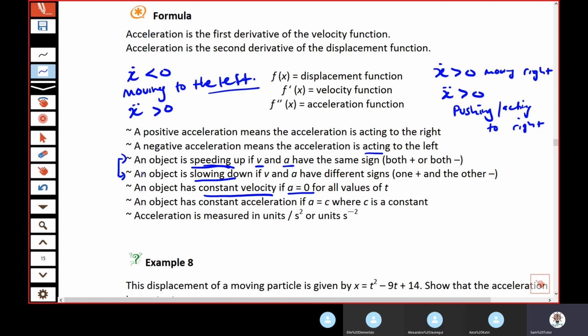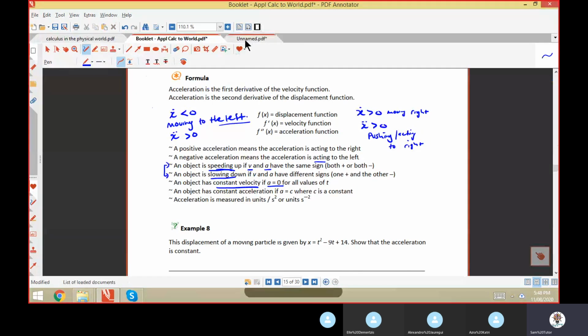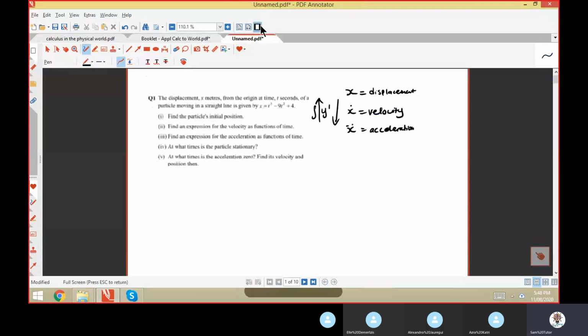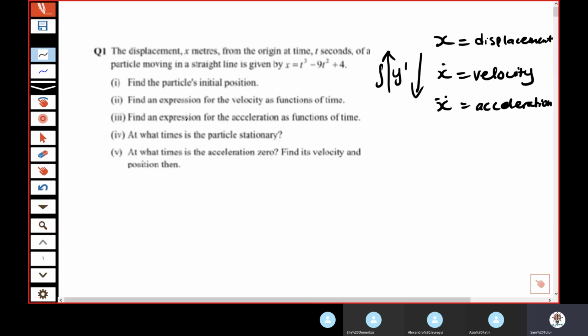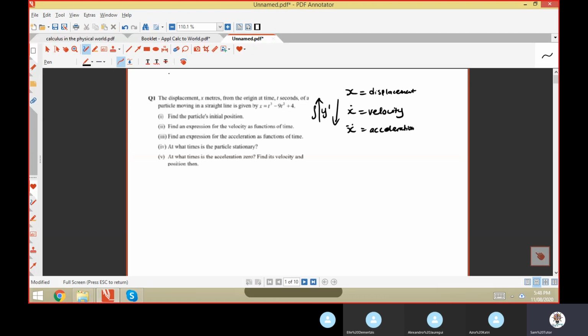I think it's time for us to do some questions. So let's try this one right here. The displacement from the origin at time, I'll print the booklets for you guys actually that are here.